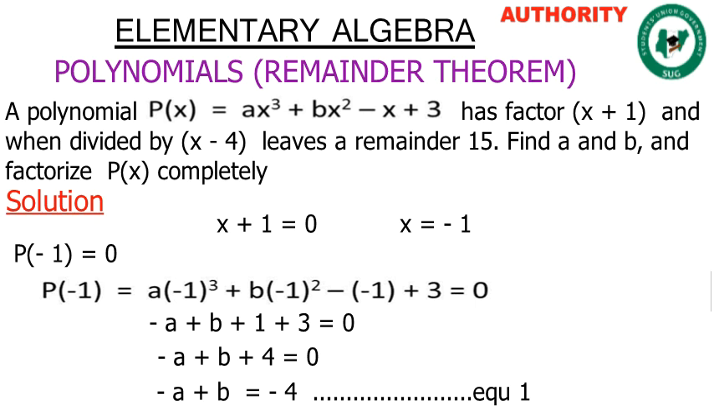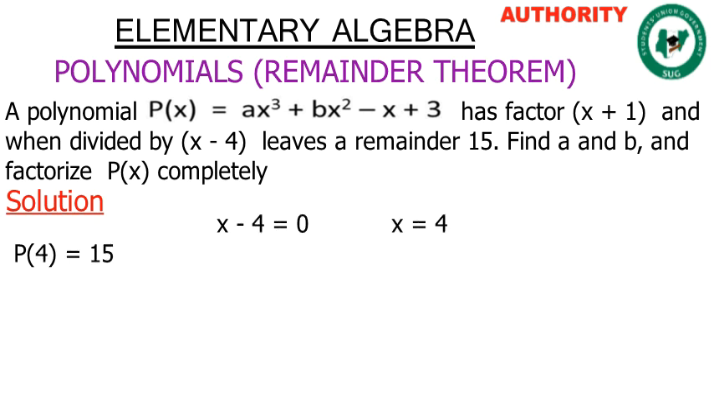Now let's also go to our question. It says when our function p of x is divided by x minus 4, it leaves a remainder 15. Here, let's equate our factor x minus 4 to 0. So we have x minus 4 is equal to 0. Make x the subject: x is equal to 4. So here we have p of x, and the value for x now is 4.